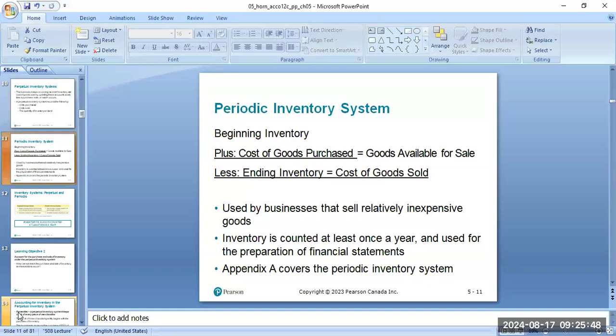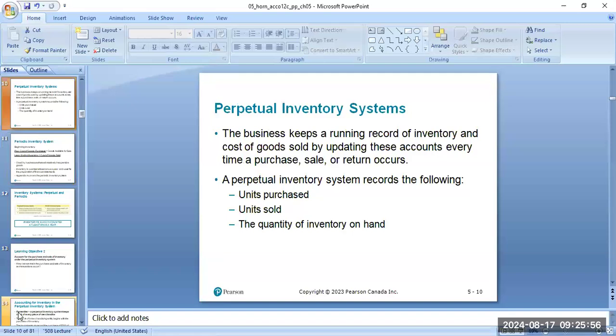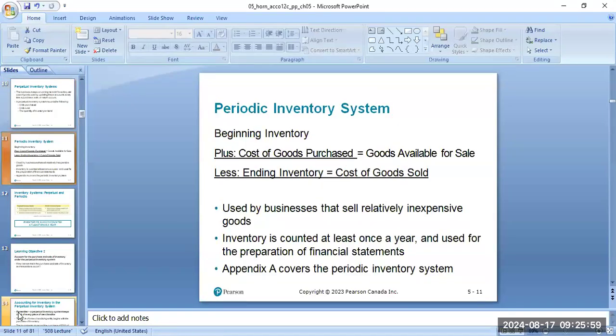So, the periodic system. That's the second system that you can run. Again, one is perpetual, the other one is the periodic system. What's interesting in the periodic system? We're going to count the beginning inventory. At the end of the period, we're going to count the ending inventory.